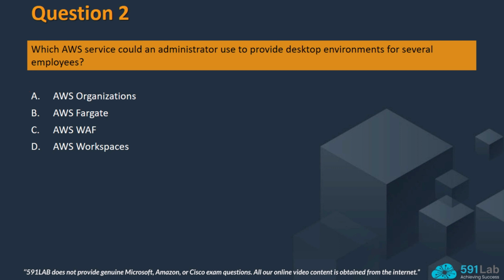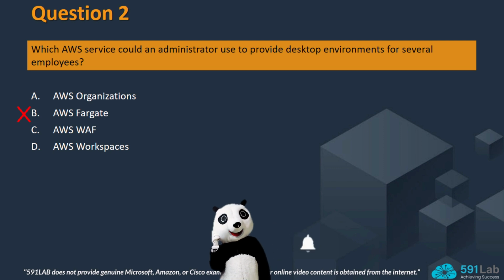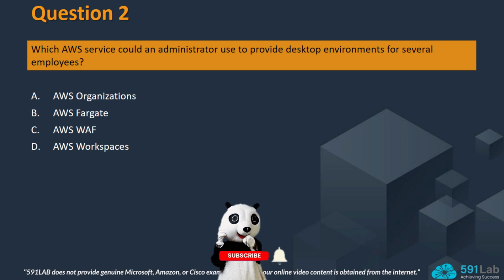Option B, AWS Fargate. Fargate is a serverless compute engine for containers. It is used for running containers without managing the underlying infrastructure. This one is also not the correct answer. Option C, AWS Web Application Firewall. WAF is a web application firewall that helps protect web applications from common web exploits. This is also not the correct answer.